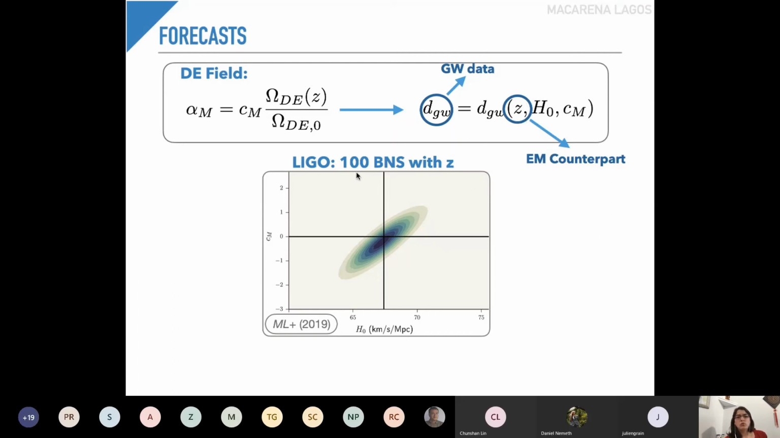So let's look at the future. What if we had 100 binary neutron star detections where we do get the redshift with an electromagnetic counterpart? So we get the redshift pretty well. That's what we assume. Then with this number of events, we simulate this population of 100 events, and we constrain Cm and H naught. This is the figure for the posterior joint probability for these two parameters. And qualitatively, I only want you to get the fact that Cm and H naught are largely degenerate here.